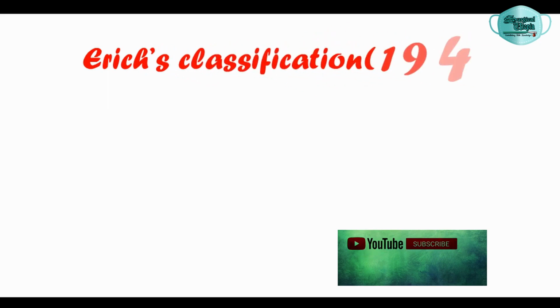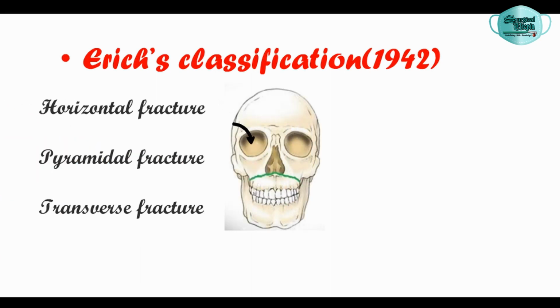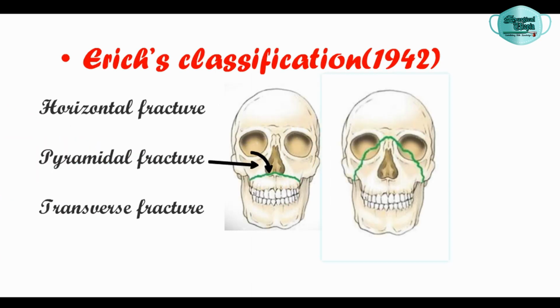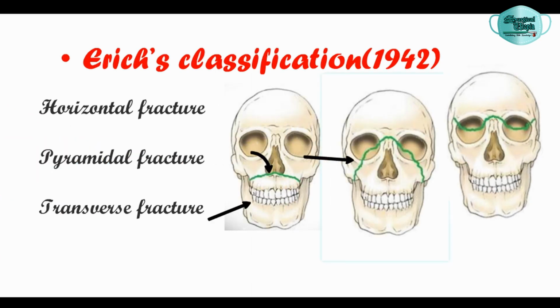The first classification was given by Eric in 1942, and he based the classification on the fracture line. So the first one is the horizontal fracture, the second one is the pyramidal fracture, and the third one is the transverse fracture.